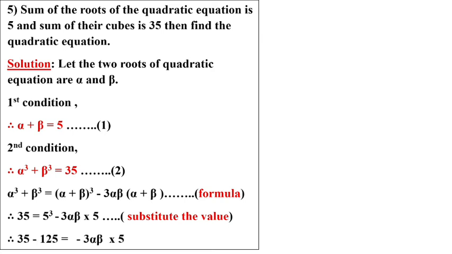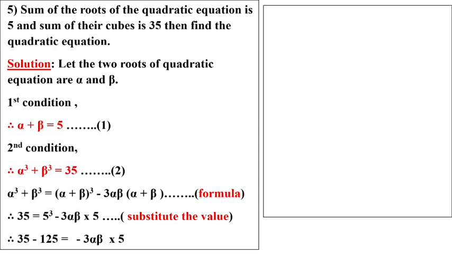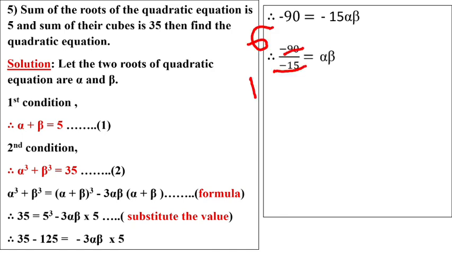So cube of 5 is 125, minus 3 alpha beta into 5 equal to 35. So 125 minus 35, here we get 90, equal to 5 threes are 15 alpha beta, minus 15 alpha beta. Now minus 15 will go to the left side, become divide. So minus 90 upon minus 15. 15 ones are 15, 15 sixes are 90, minus cut. So alpha into beta we get 6.